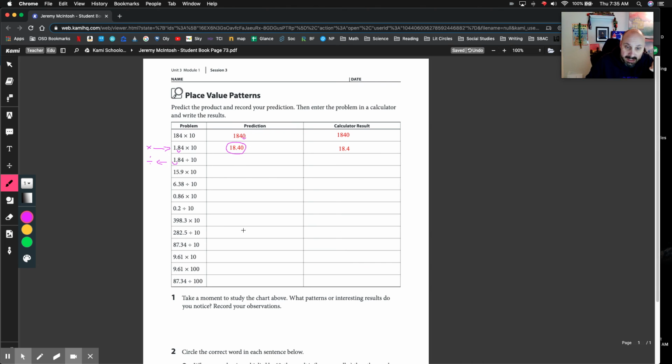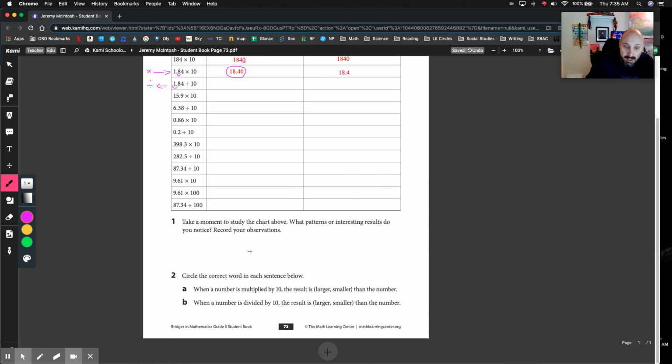So I want you to predict here. Use your calculator, find the result here, and then on number 1, it says, take a moment to study the chart above, and what patterns or interesting results do you notice? Record your observations. You have a lot of room there to write not a paragraph, but a couple of sentences. And then number 2 is just circle the correct word in each sentence below. When a number is multiplied by 10, the result is larger or smaller than the number. And when the number is divided by 10, the result is larger or smaller than the number.